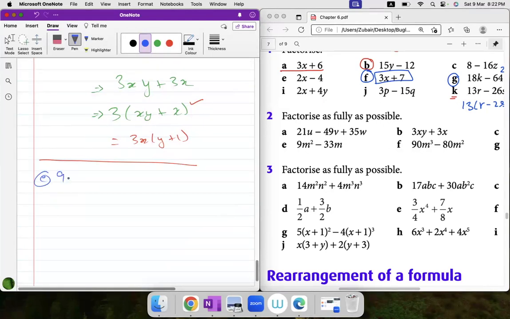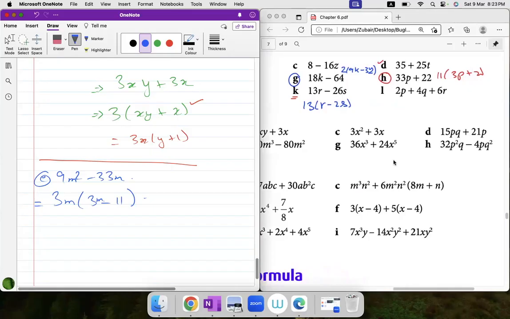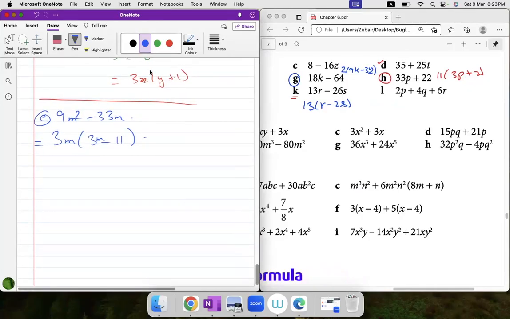E part, 9m squared minus 33m. 3 in brackets 3m squared minus 11m. Yeah. Can't it be m squared inside? Okay, m inside, yes. G and H.